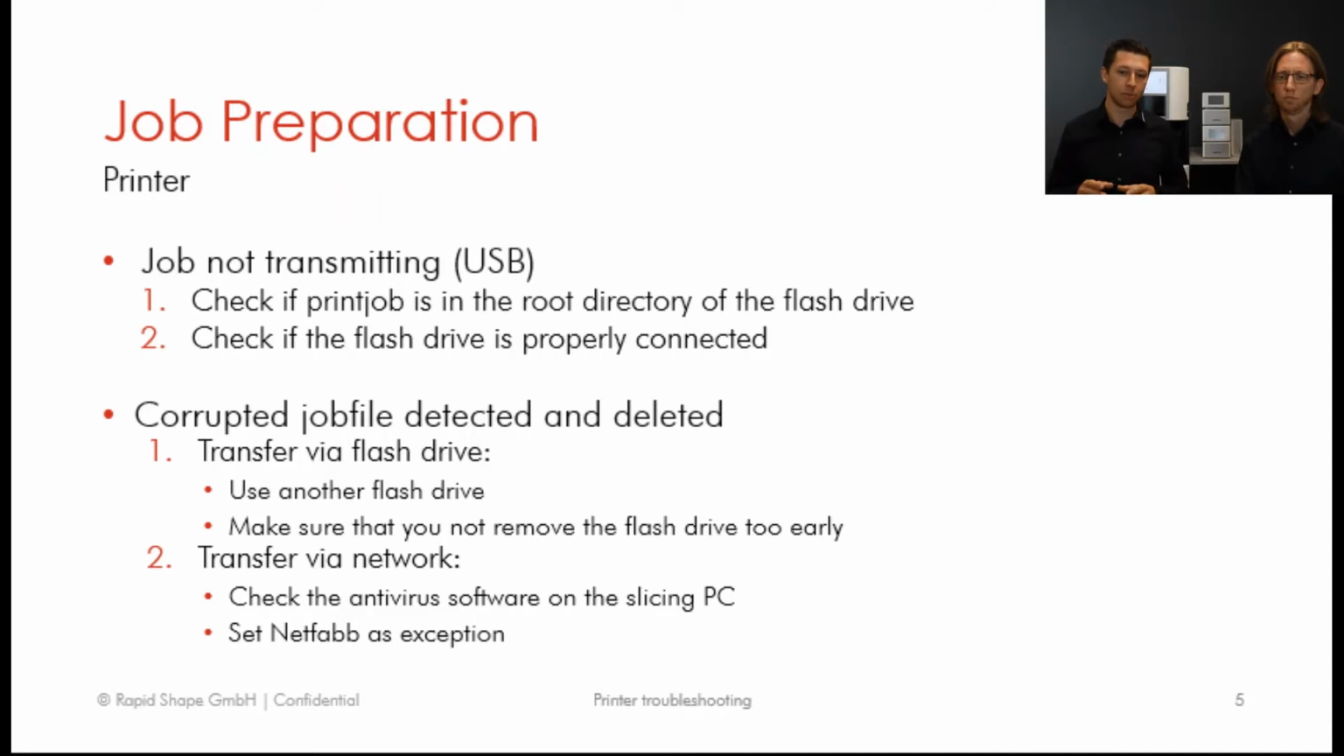If you transfer via the network, so everything was working in NetFab, and you go to the printer and see, oh, the printer says this is a corrupted job file and deleted it. So what to do now? Why should this happen? What we've figured out is that sometimes the antivirus software is in a fight with NetFab. While NetFab is creating the file, the antivirus software is somehow messing up the complete print file. Then it's transferred, but files or information are missing inside, and there you have it, corrupted job file will be deleted.